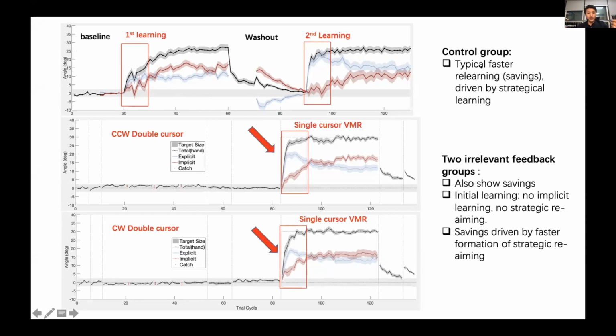The other thing I have to point out is that during the double cursor movement, there is no implicit learning, because I can use catch trials, which is shown here. Where's my cursor? A catch trial basically shows people have no implicit learning, but they still exhibit a saving effect.